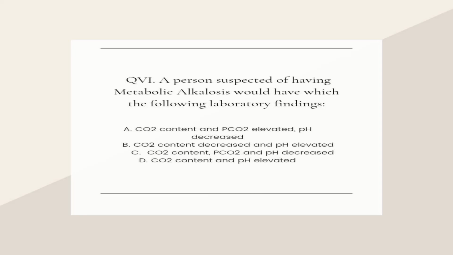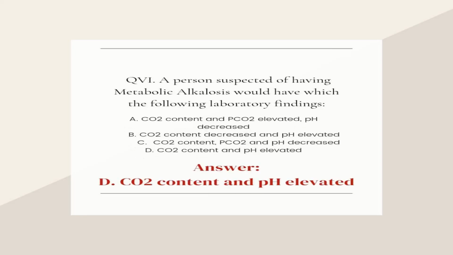So the best option is D. Carbon dioxide content and pH are elevated. This condition is metabolic alkalosis, which is of course consistent with pH elevation. And also, as we explained, in metabolic alkalosis, the lung would compensate for that by retaining carbon dioxide, which will always increase carbon dioxide content. So how about you?